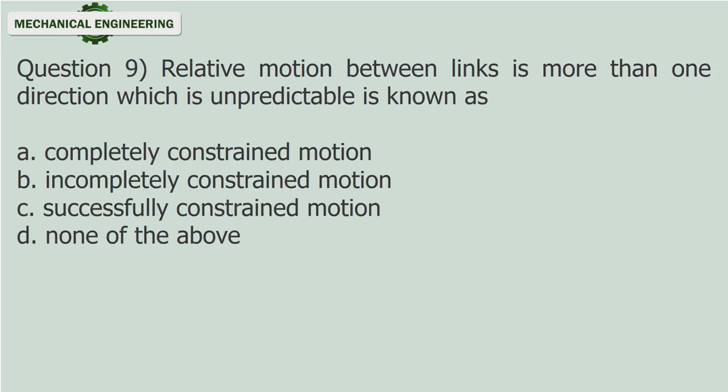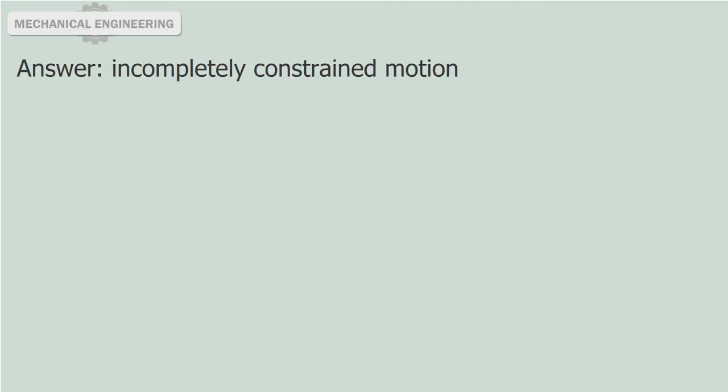Question 9. Relative motion between links is more than one direction, which is unpredictable, is known as A. Completely constrained motion. B. Incompletely constrained motion. C. Successfully constrained motion. D. None of the above. Answer: Incompletely constrained motion.